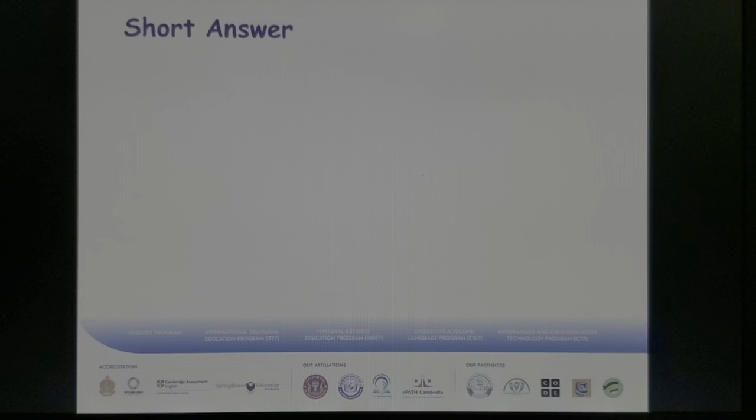We have already learned about the negative form, right? Negative form: I, you, we, they plus don't plus verb infinitive, okay, and subject he, she, it plus doesn't or does not plus verb infinitive plus object. You have already known about the question form: do plus subject I, you, we, they plus verb infinitive plus object and question mark.